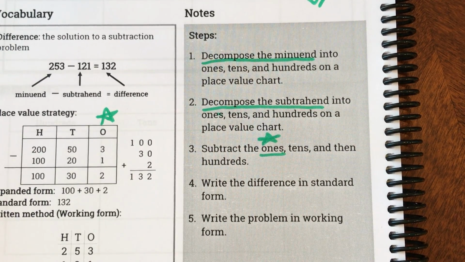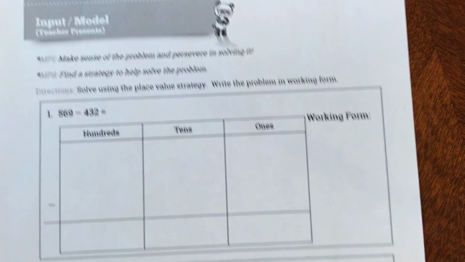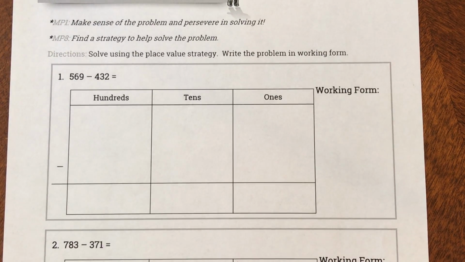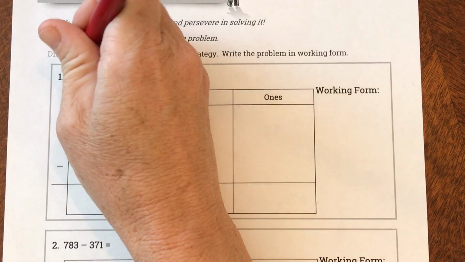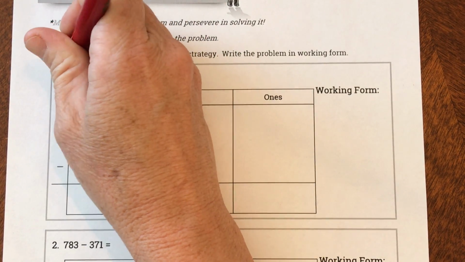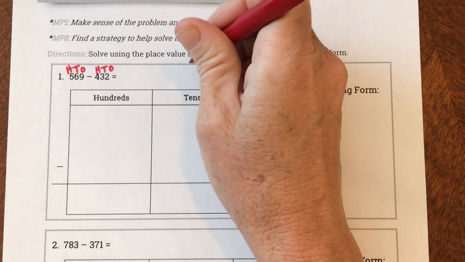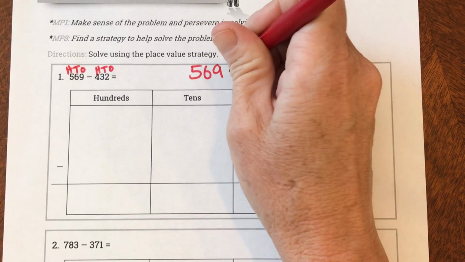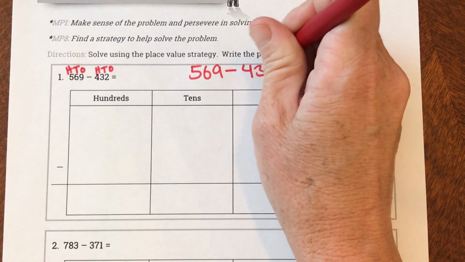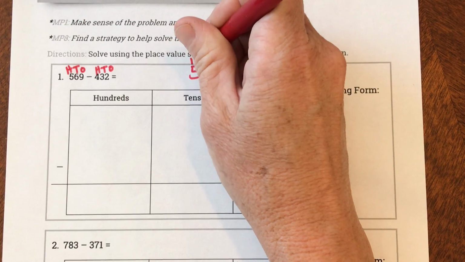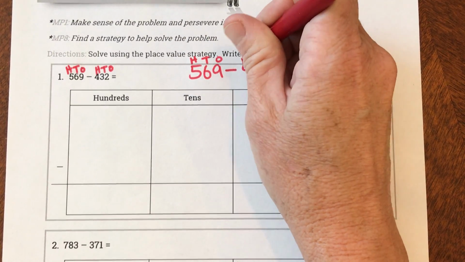Okay, so boys and girls, I'm going to get started on my first problem. Here is my first problem, and it says 569 subtract 432. Okay, so I like to always have my place values, remember? So I have ones, tens, hundreds. And if that was written too small, I could have rewritten it larger to give me a little bit more room to write ones, tens, and hundreds.